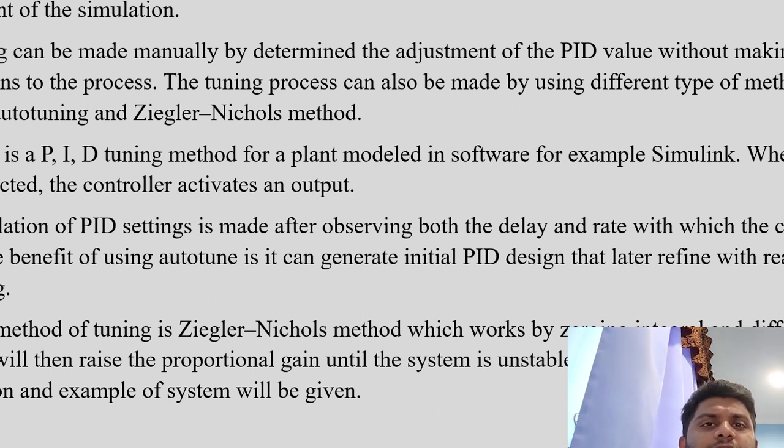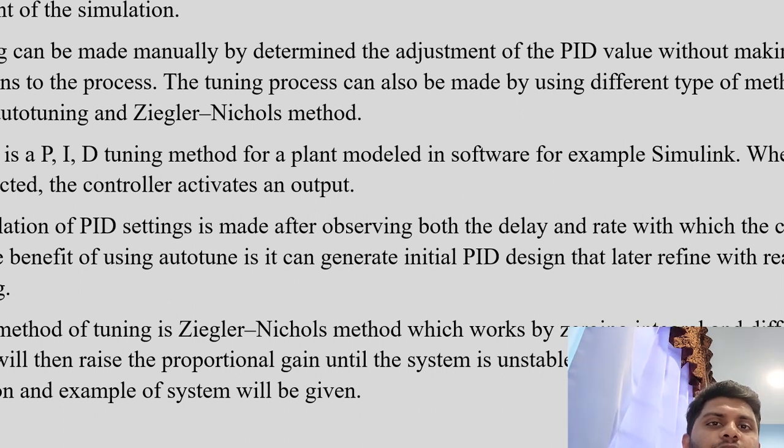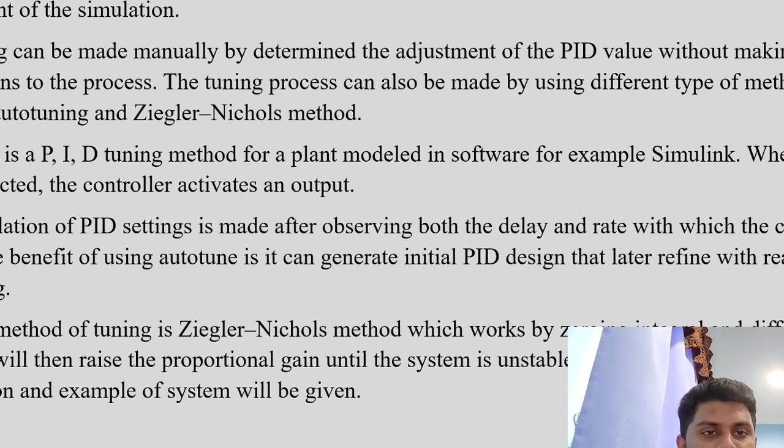The next tuning method is the Ziegler-Nichols method, which works by setting the integral and derivative gains to zero. It will then raise the proportional gain until the system is unstable. In this assignment, further explanations and examples of the system will be given. That's all from me. Thank you.